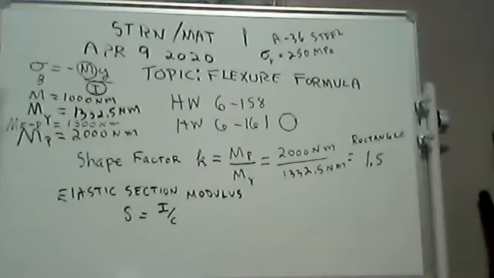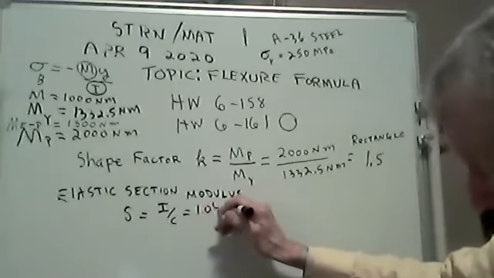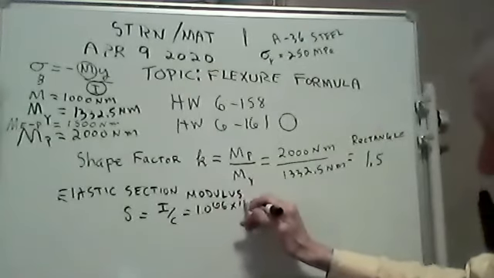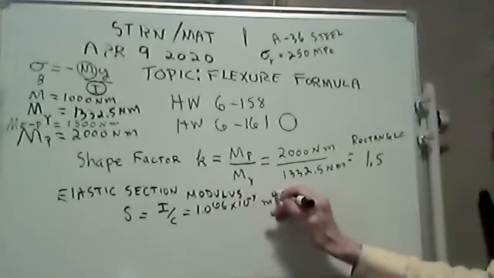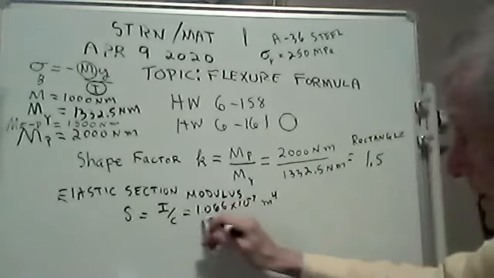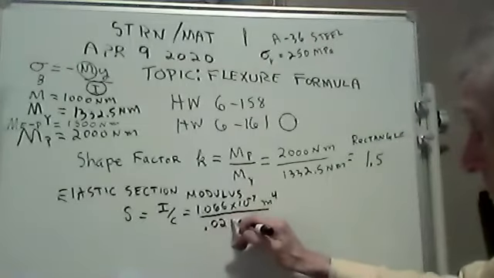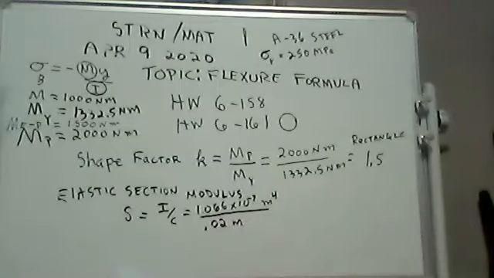Oh no, I think I lost it. Here it is. It's 1.0, a bunch of sixes, times 10 to the minus 7 meters to the fourth. Hope you can read my writing. And C on that particular beam was 0.02 meters. So we're going to get the elastic section modulus, and I'll show you what good it is here in just a minute.